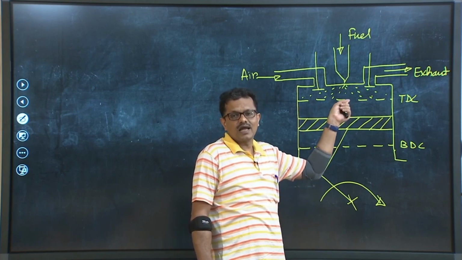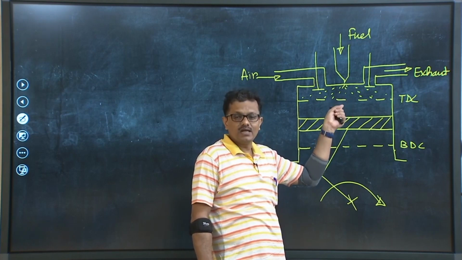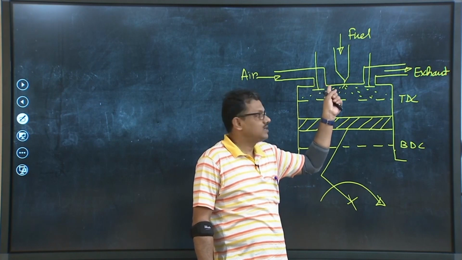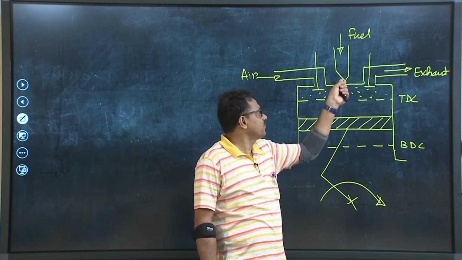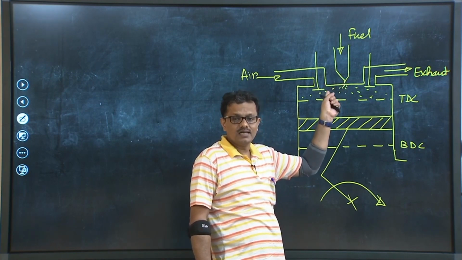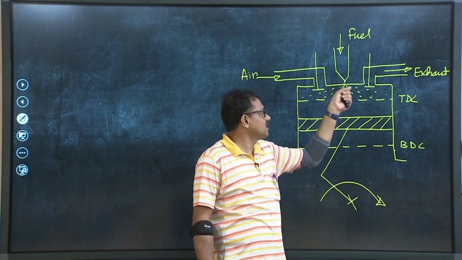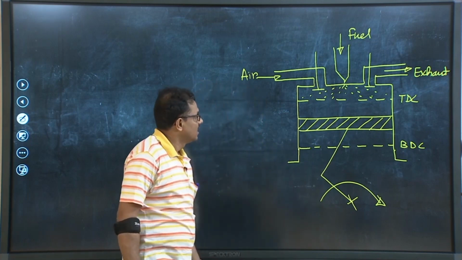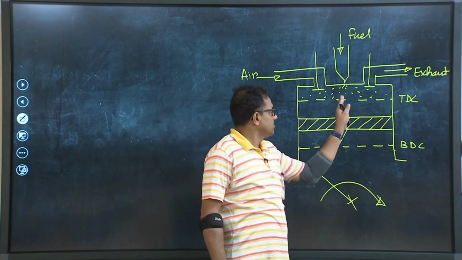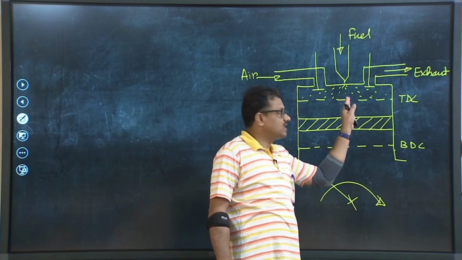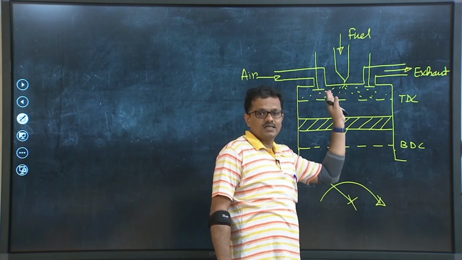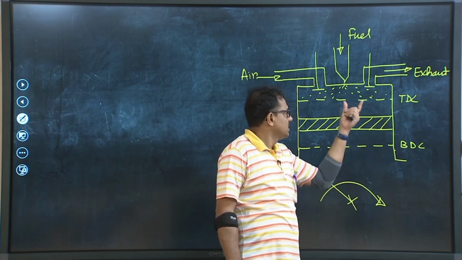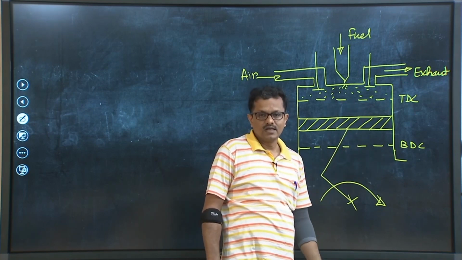When the piston is about to reach TDC, at the end of the compression stroke, both valves are closed. What is done? Fuel is injected into the cylinder in the form of spray, and I have tried my best to show the spray pattern. When the piston is at TDC or a little away from TDC in the next stroke, the combustion is completed.